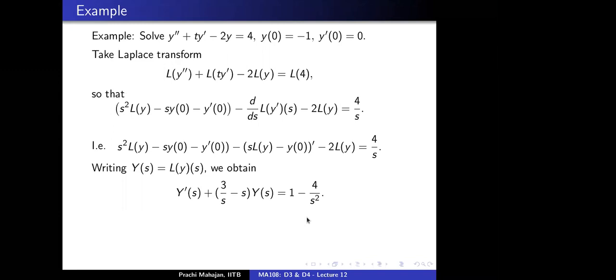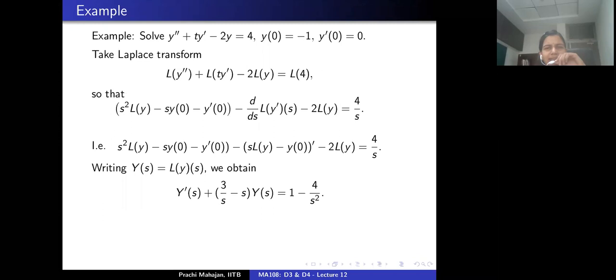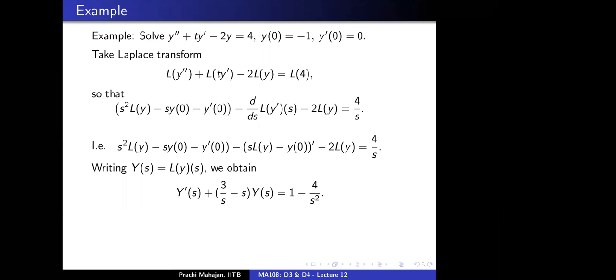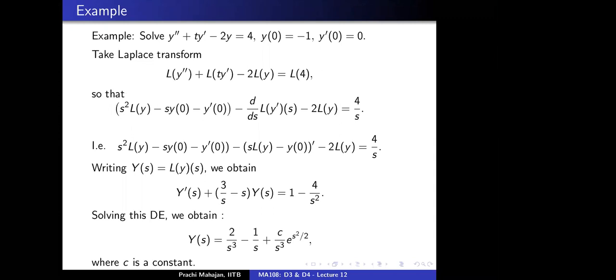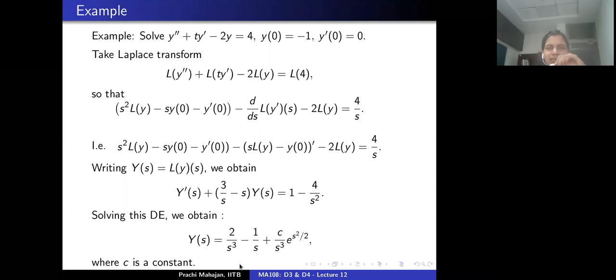By introducing the integrating factor. So what is the integrating factor here? E to the power integral of 3 by s minus s. So you have a concrete integrating factor here, and one can write that down. And if you do that calculation, this is a first order linear differential equation. So when you solve this differential equation, you will pick up a constant of integration. Correct?